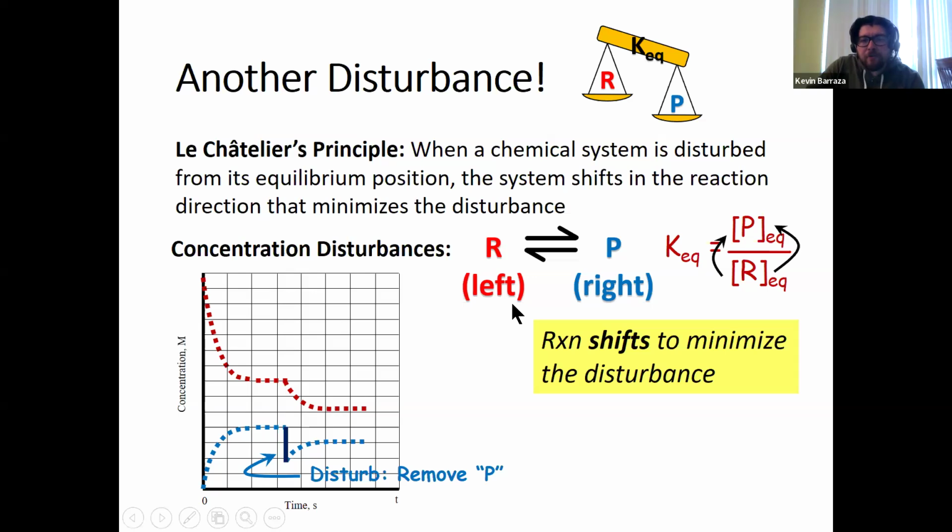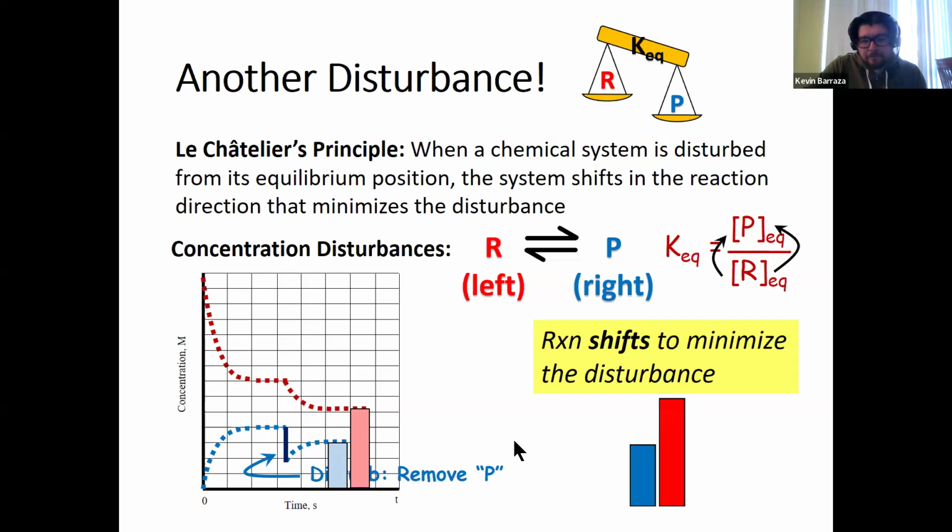So if I remove P, I've created a hole on the right-hand side of the reaction. So the way to refill it is to take some R and add more P to the other side to make more P. So the reaction shifts to the right or shifts forward to minimize the disturbance. And so what we see is that we don't get the same amounts that we did before. And I'm showing that with this bar graph here of the before equilibrium amounts versus, and I'll move that over there, the after equilibrium amounts.